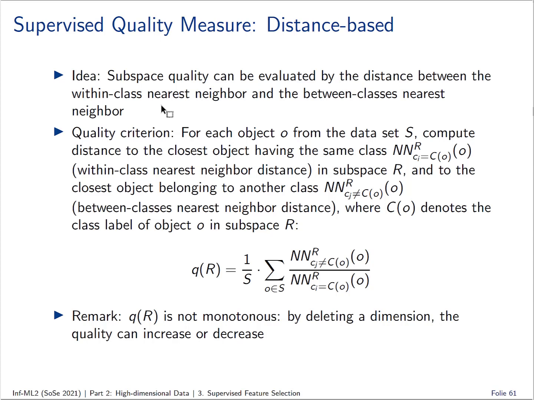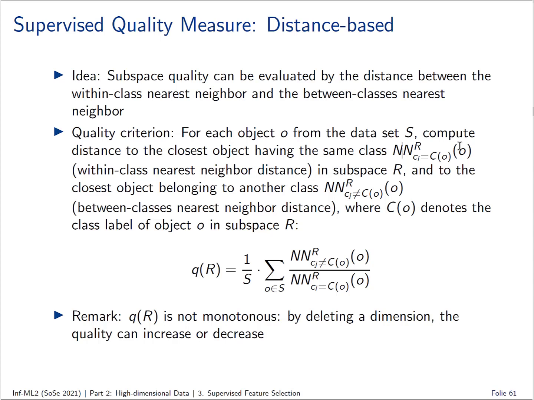Well, the distance to the within class nearest neighbor, which is denoted by this term here, is obviously the distance of any object O to the nearest neighbor having the same class label as O. So C(O) is the class label, and we look for all the points that have the same class label as O, and the nearest neighbor of O in this set defines the within class nearest neighbor distance of an object O.